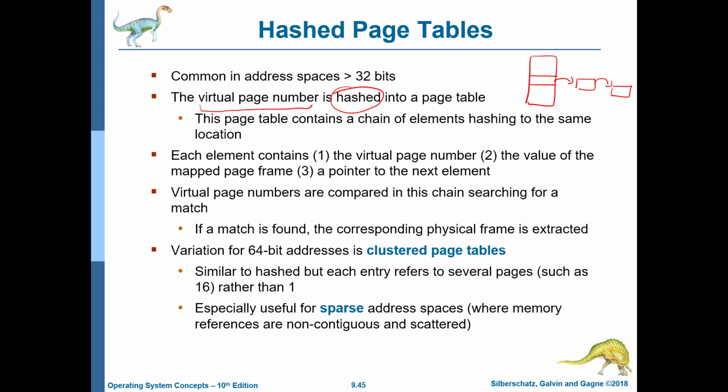So each of these elements will contain the virtual page number, the value of the mapped page frame, and a pointer to the next element. So each of these elements will have two fields, the virtual page number and the physical frame number.